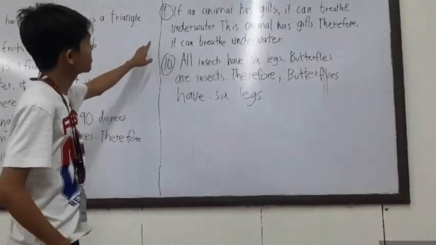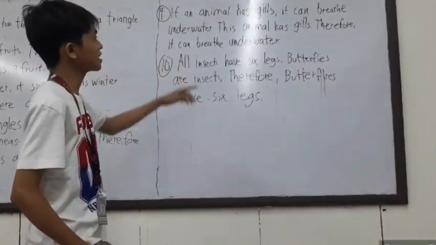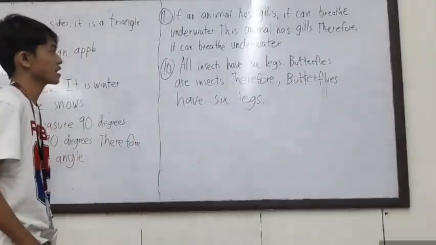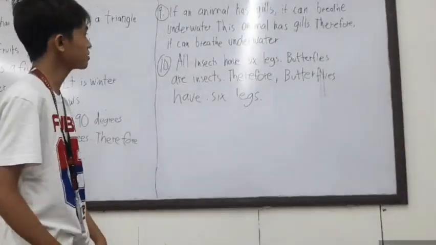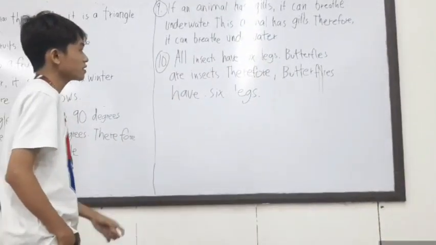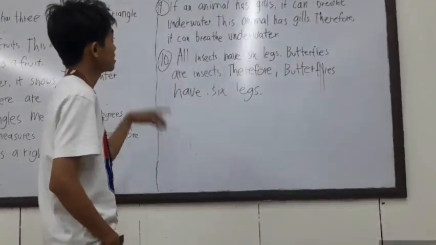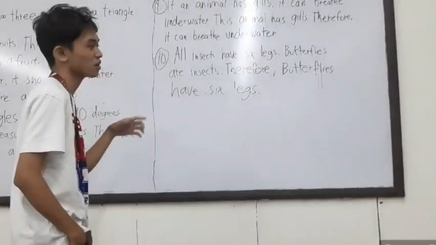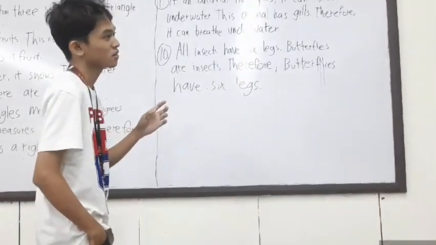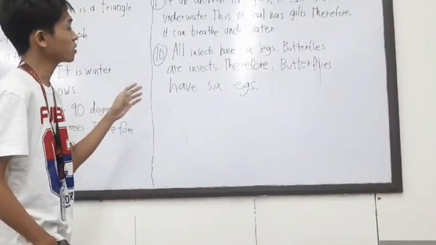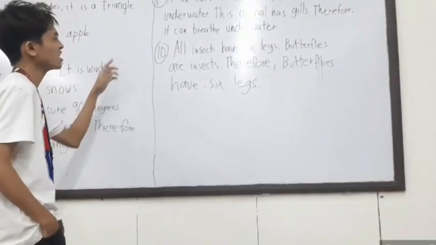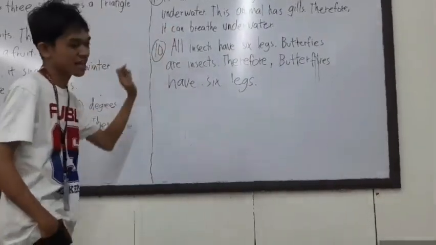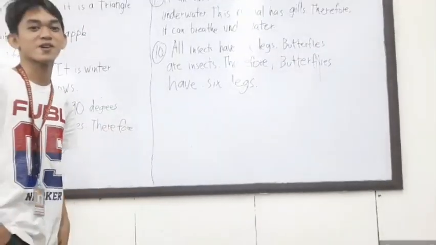In the ninth example, if an animal has gills, it can breathe underwater. This animal has gills. Therefore, it can breathe underwater. So it's specified that these animals have gills, for example, fish. Let's say all underwater species of any kind. So this concludes that all animals that have gills can breathe underwater.